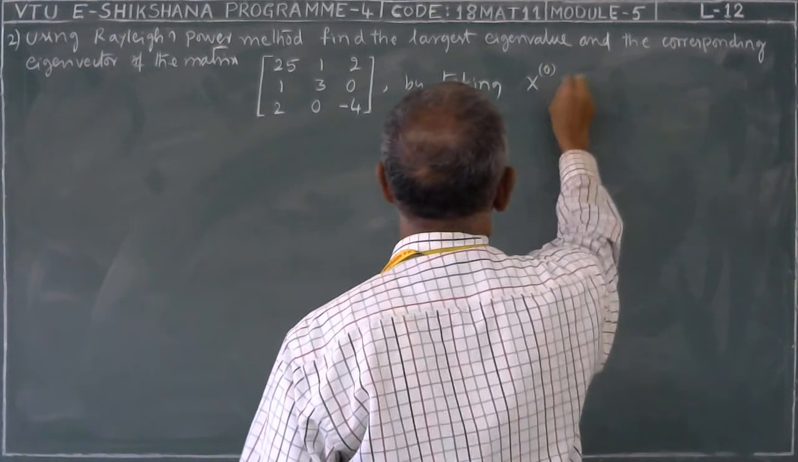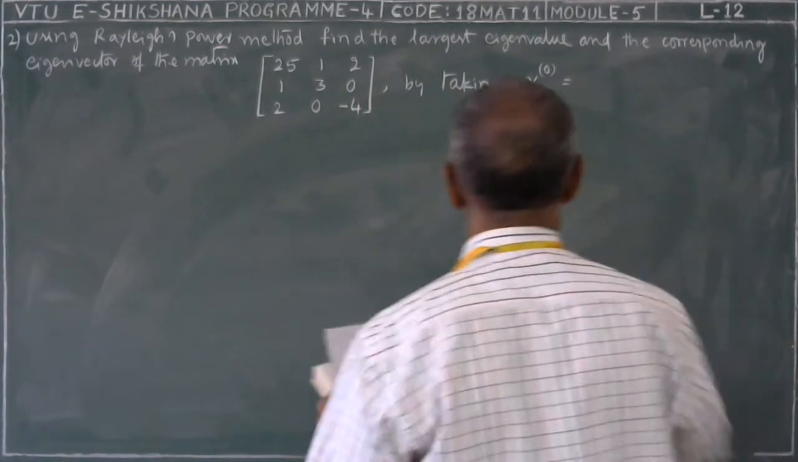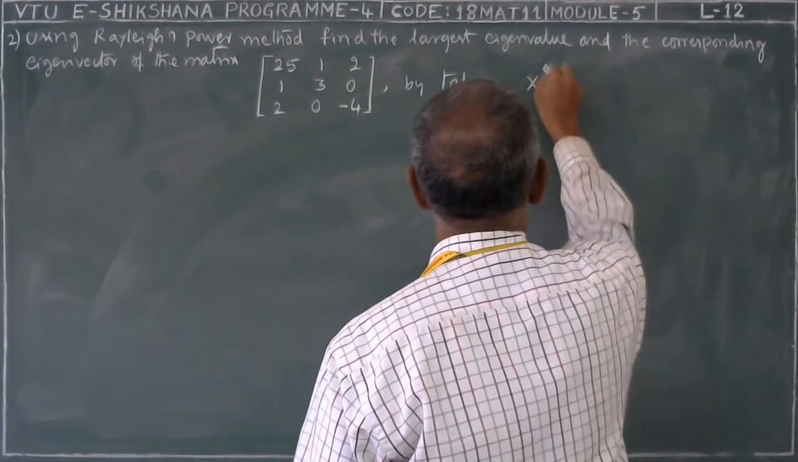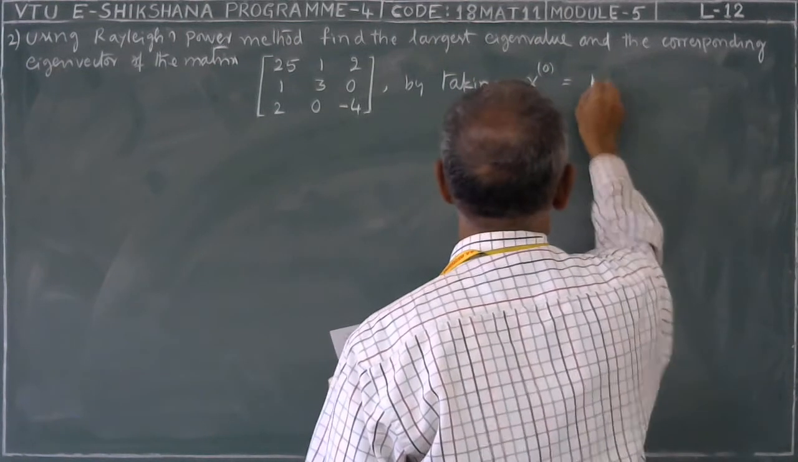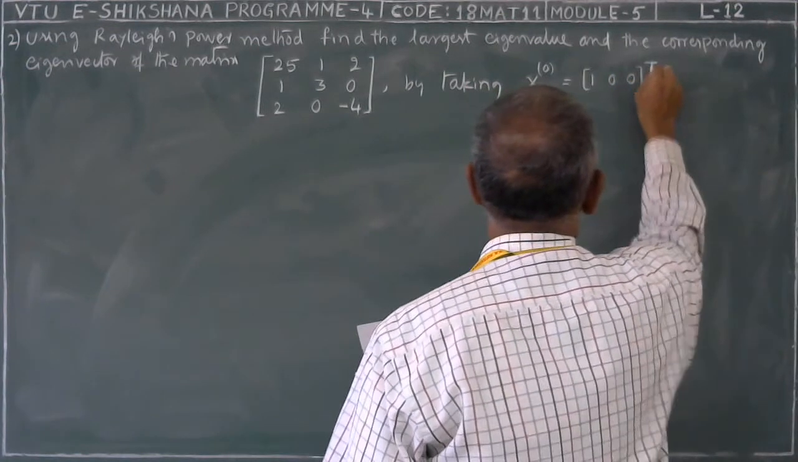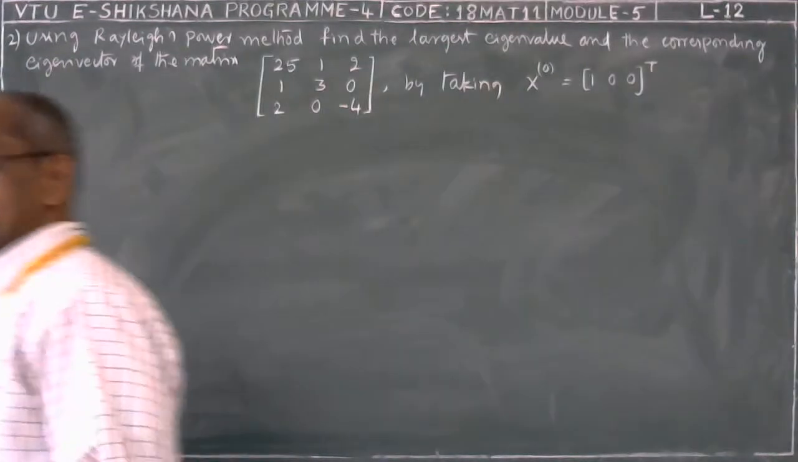X0 is equal to X0, which means our X0 is another state, 1 0 0 transpose. Now this is the initial eigenvector that is given.